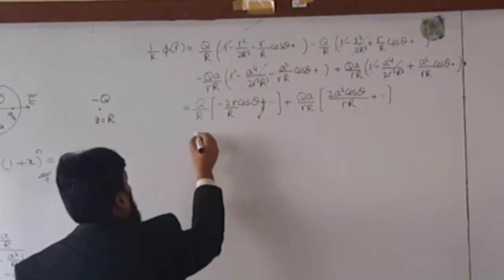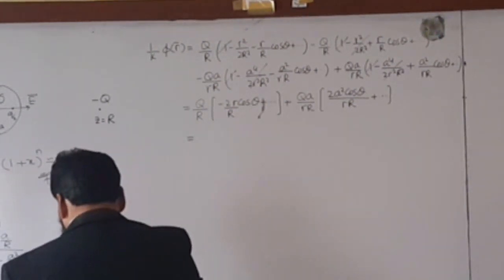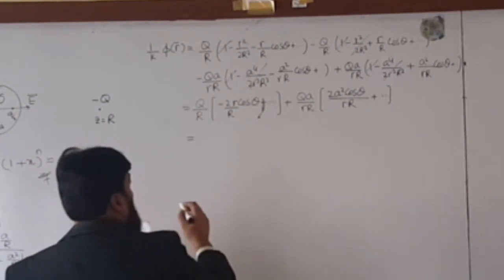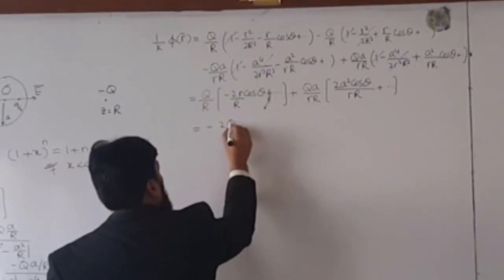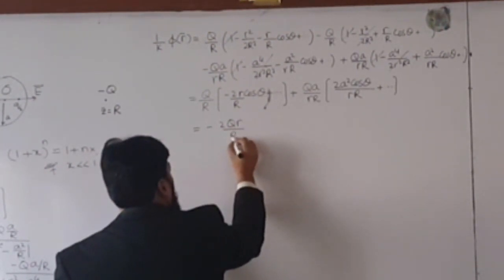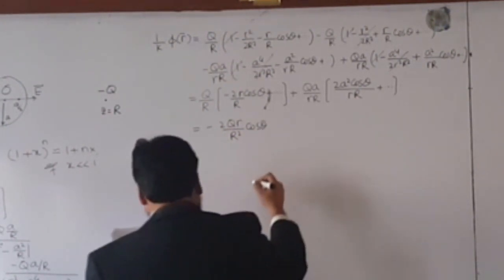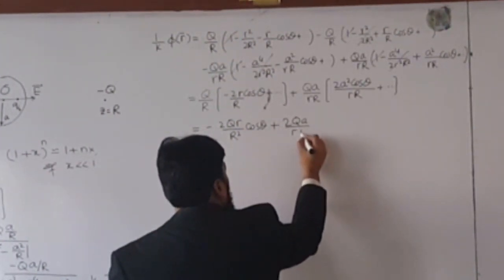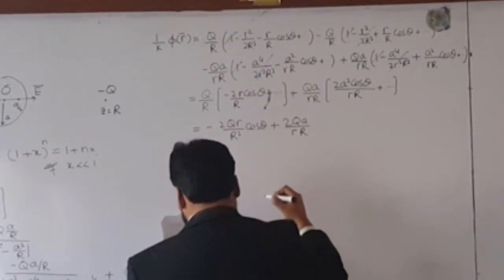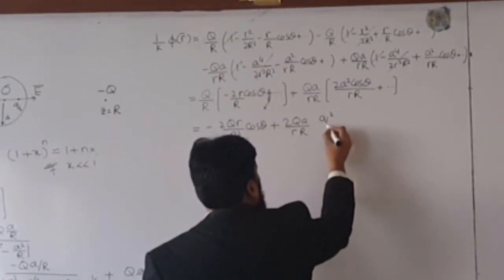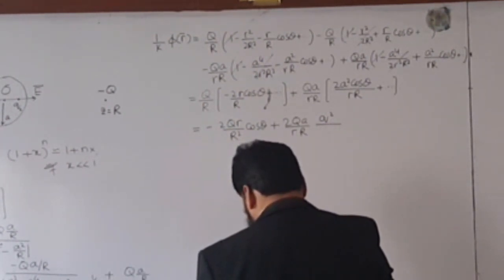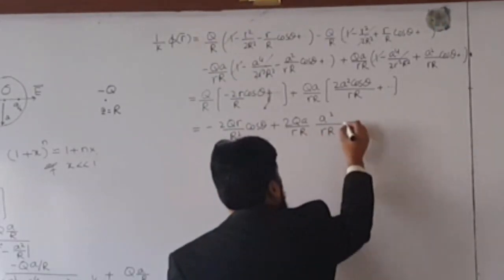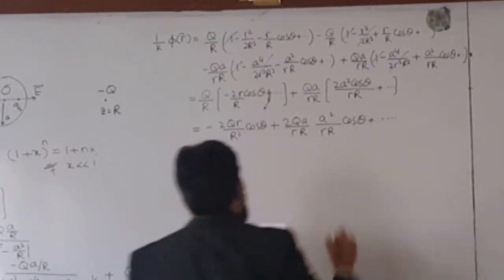Now we will have this thing equal to minus 2qa over r squared cos of theta, okay, this is finally minus 2qa over r squared cos of theta plus 2qa over r, sorry, this is a squared over r cos of theta, plus the extra terms.